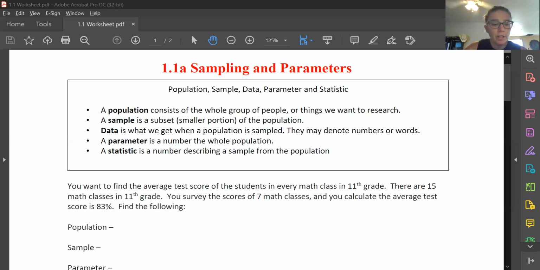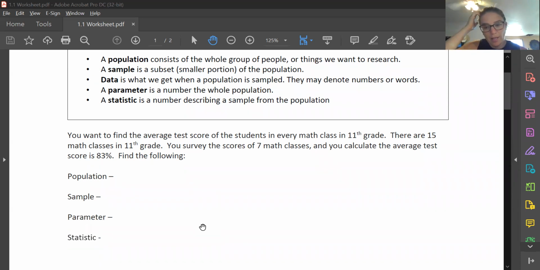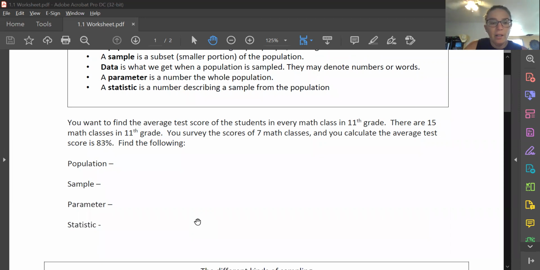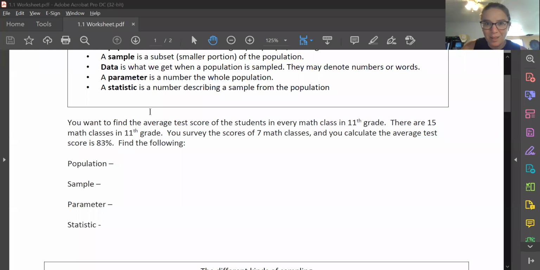So let's look at this first question. You want to find the average test score of students in every math class in 11th grade. There are 15 classes in 11th grade. You survey the scores of 7 of the math classes. You calculate the average test score of those 7 classes is 83%. So we want to find the following. Okay, so here we go. I'm writing with Zoom's features. We'll see how well this works.